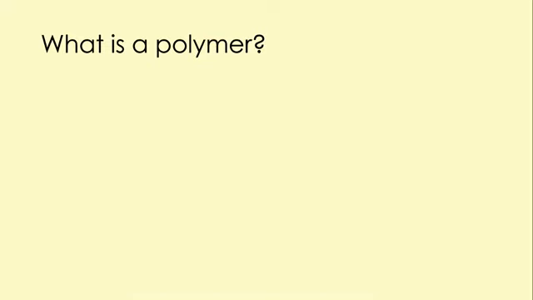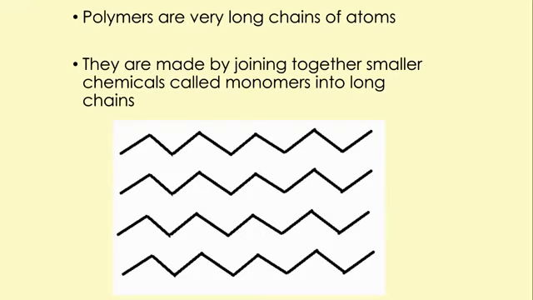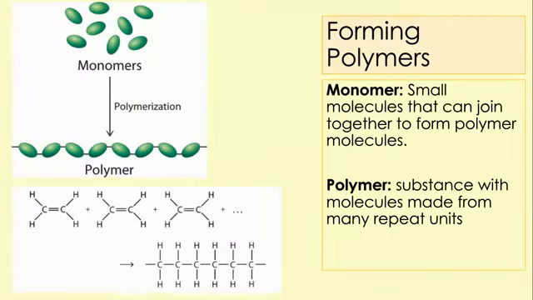So what is a polymer? A polymer is a big long chain. They're very long chains of atoms which are joined together, and they're made up of smaller chemicals called monomers. So if you want to make a polymer, you get a monomer and then you do a reaction with it which turns it into a polymer. So we're turning monomers into polymers. There's a very simple representation here: monomers are represented by these blobs, and they're joined together by covalent bonds to make a polymer.